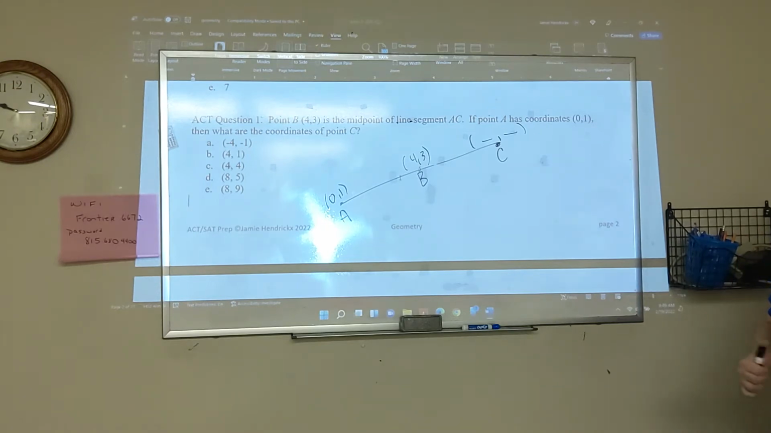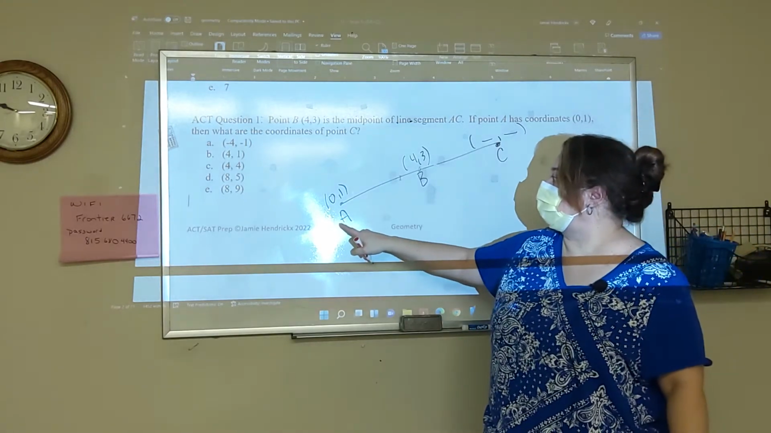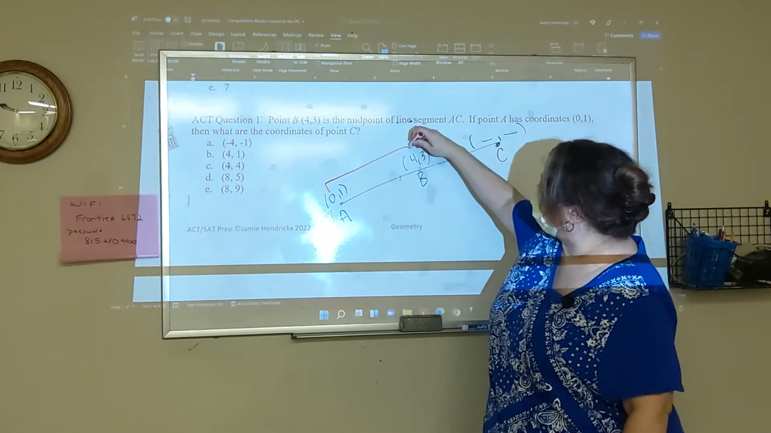All right, this can be solved just with some basic common sense here, guys. Let's just look at our x coordinates. How'd you go from 0 to 4?